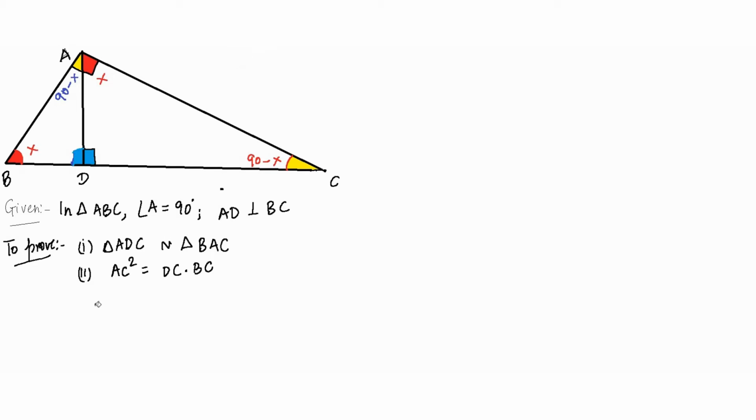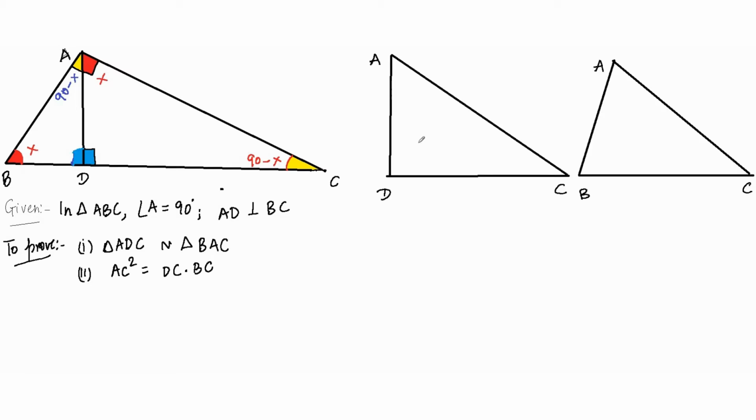So we have triangle ADC and triangle BAC. Let us draw these two triangles separately. So I have drawn these two triangles separately over here, keeping the same inclination. So I know that angle D is 90 and over here angle A is also 90. These two angles are equal. The angle C is 90 minus X in this triangle, and here also the angle C is 90 minus X. And angle A here is X. If you notice, angle CAD is X and so is angle B. Angle B is also X.